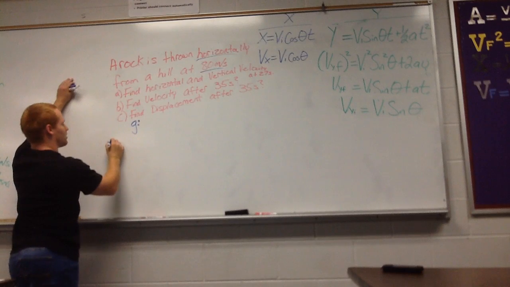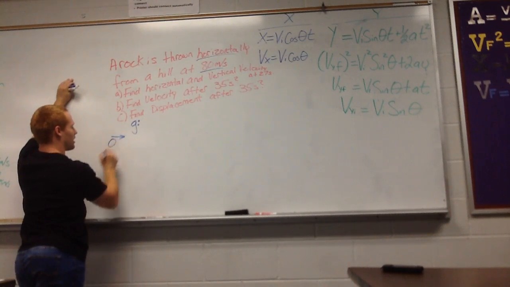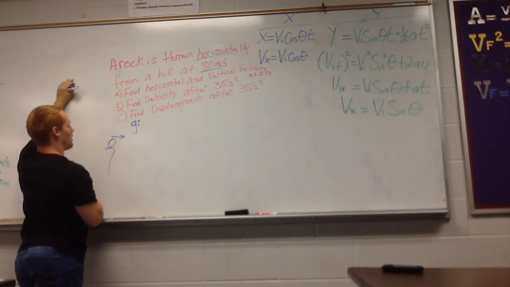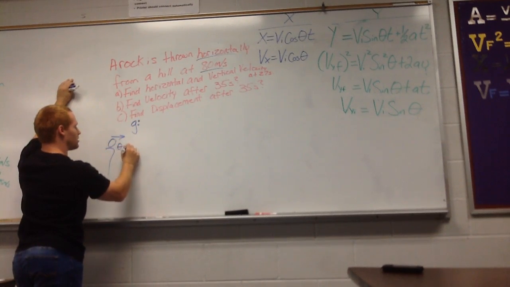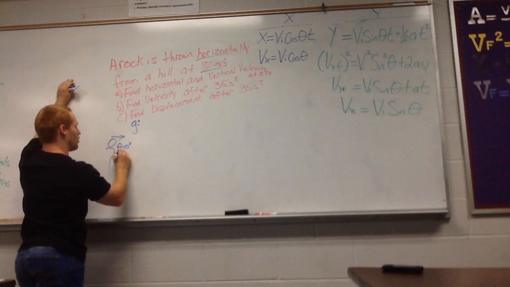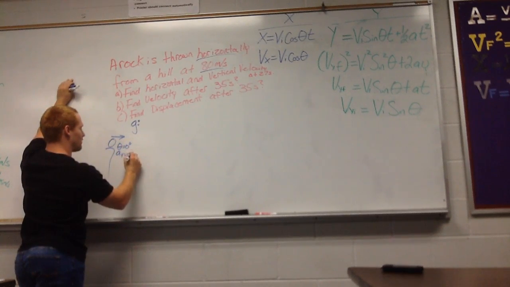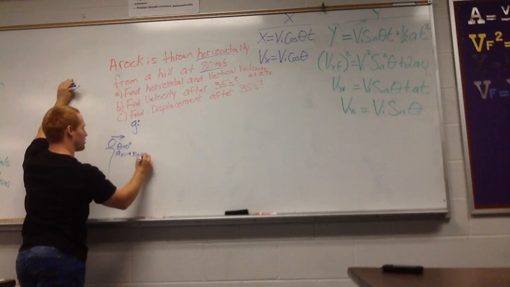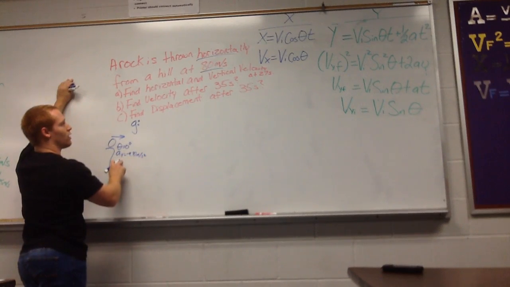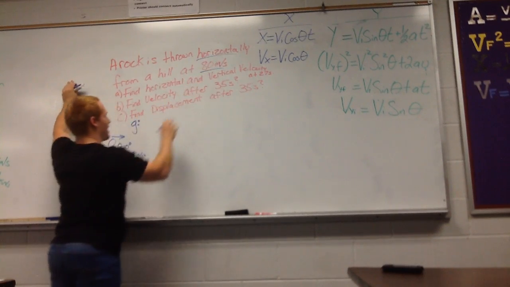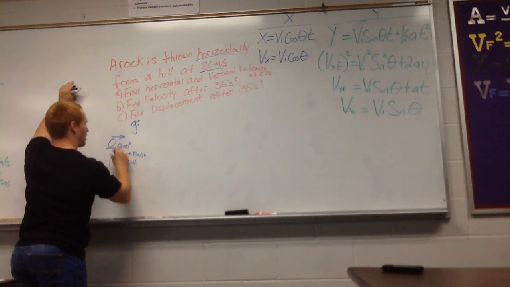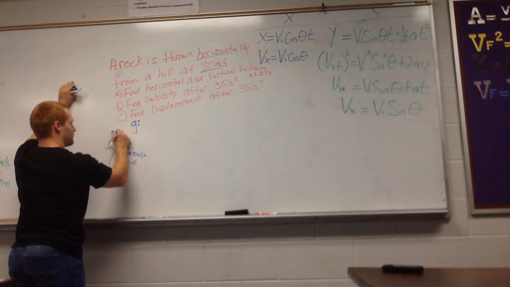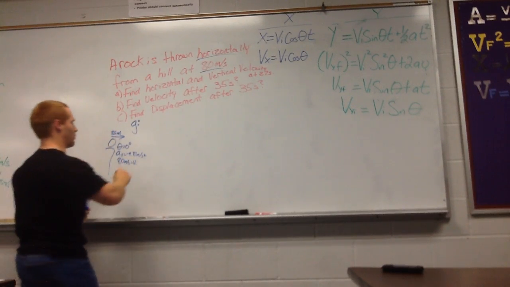So we have a rock. It's being thrown from a hill horizontally, so you have to know theta is equal to 0 degrees. That's very important. You also know gravity is negative 9.81 meters per second squared, which is your acceleration in the y direction. It also says 80 meters per second, so that is going to be our Vi. I could have written it up here, but I have it in both places now.